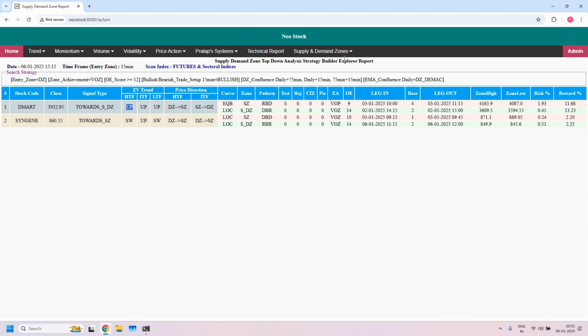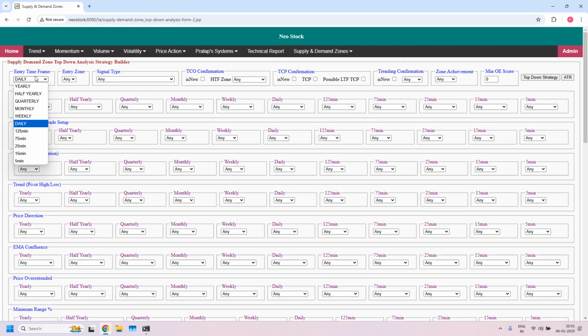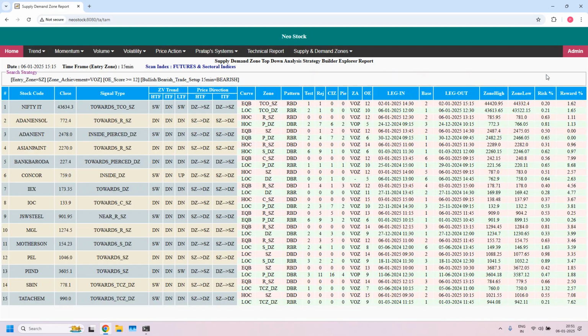Okay, next, this is about bullish trade setup daily income trade. Next, bearish trade setup daily income trade. Entry time frame 15 minutes, entry zone, supply zone. In bullish or bearish trade setup at 15 minutes, I am selecting bearish, zone achievement violated opposing zone, minimum odd enhancer score 12. Let's filter. We got 15 stocks filtered.